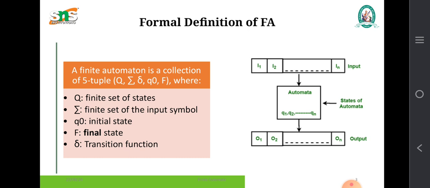And next one is Q naught. Q naught is what? It is the initial state. What do you mean by initial state? From where the process starts. And next one is F, the final state, where it reaches the end. And next one is the transition function. What do you mean by transition? Moving from one state to another. So this transition function denotes, by getting an input, what happens to the state: is it staying in the same state or is it moving to the next state.